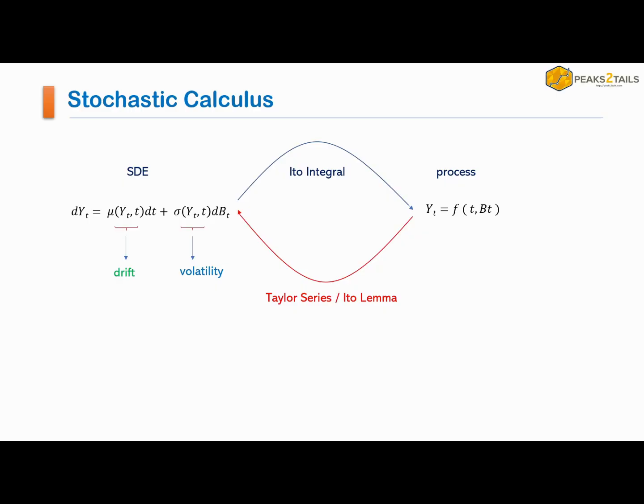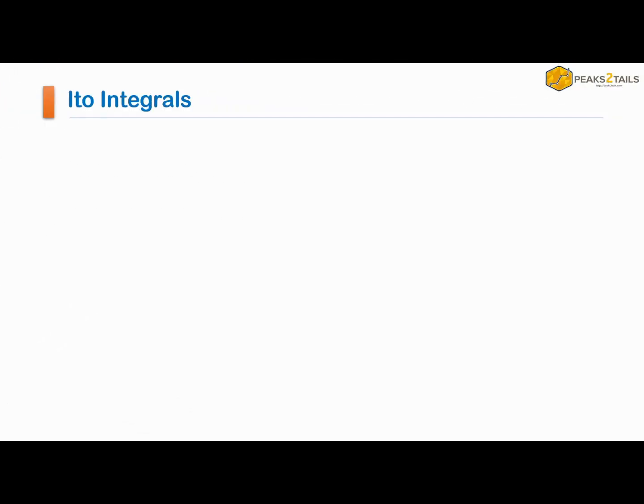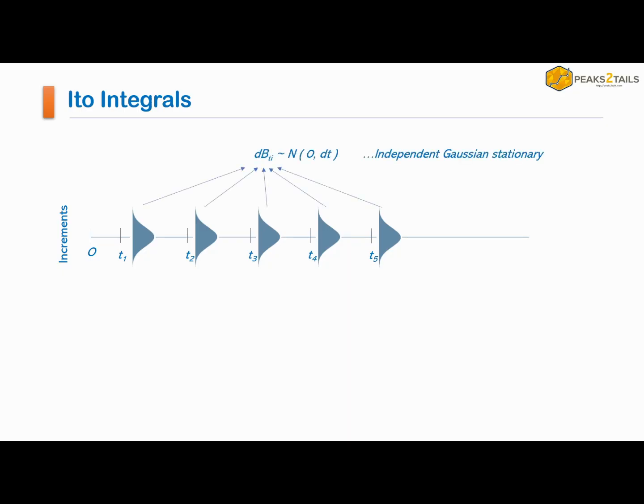So let's look at Ito integrals. Now, before we jump into some examples of Ito integral, it's always helpful to remember this diagram. When we work with Ito integrals, the go-to strategy is to convert the Ito integral into a discrete sum. Integral is, after all, a sum. And if we look at the whole integral as a discrete sum, we should always have this picture in the head. So at each point we are looking at Brownian increments dB, which are independent, Gaussian, stationary.